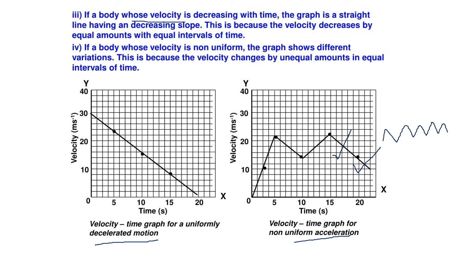If there is a uniform decrease in the velocity, we will get this graph. That means it will be sloping down. So whose velocity decreases with time, the graph is a straight line with a decreasing slope. And when there is non-uniform motion, the graph shows different variations like this.